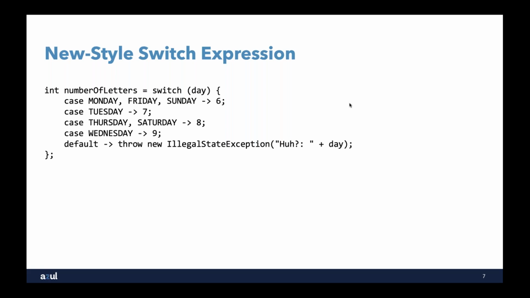What we've then done is borrow some of the syntax from the Lambda expression and use the arrow as an operator to say that the right-hand side of that arrow is the value that will be returned by the switch expression. Monday, Friday, Sunday, we return 6. Tuesday, we return 7, and so on. That reduces the amount of code that we've got quite substantially. It reduces the number of lines, and it all looks great.